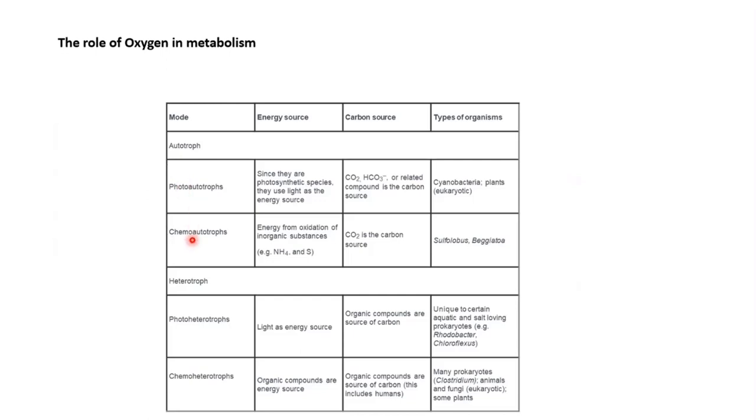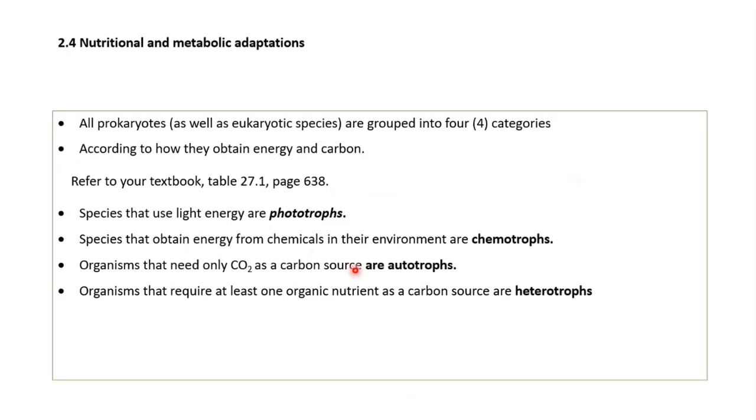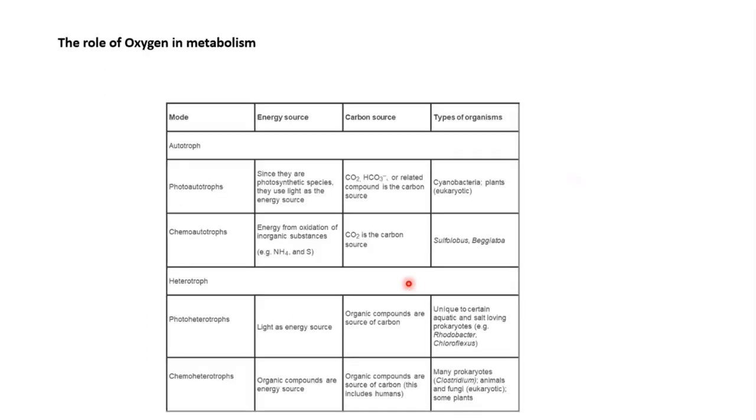Where it is described into two, autotrophs and heterotrophs. What are heterotrophs and what are autotrophs? Autotrophs are the organisms that only need carbon dioxide as the carbon source, and heterotrophs are the organisms that require at least one organic nutrient. And out of the autotrophs, there are photoautotrophs and chemoautotrophs, and of the heterotrophs, there are photoheterotrophs and chemoheterotrophs.